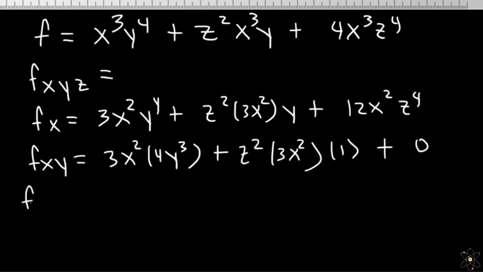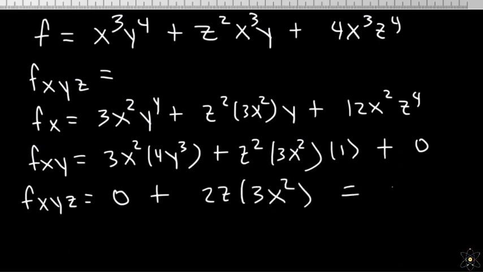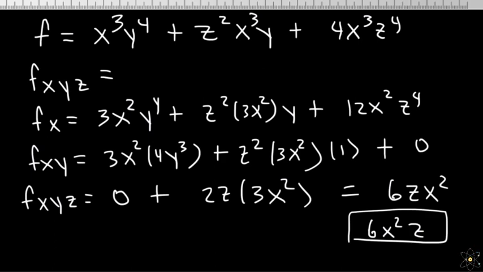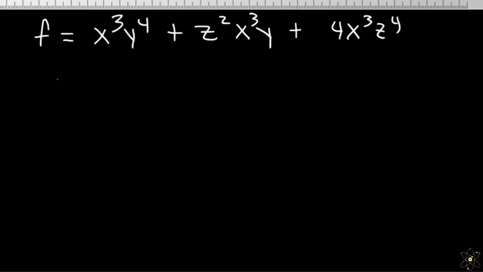Now we're going to differentiate fxy with respect to z. Now this term doesn't have a z, so that's going to become 0. z squared is 2z times 3x squared. So the final answer is 6zx squared, or 6x squared z. Now let's try another example using the same function. This time, let's find fyxx.